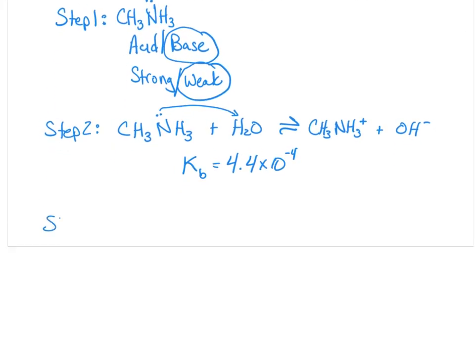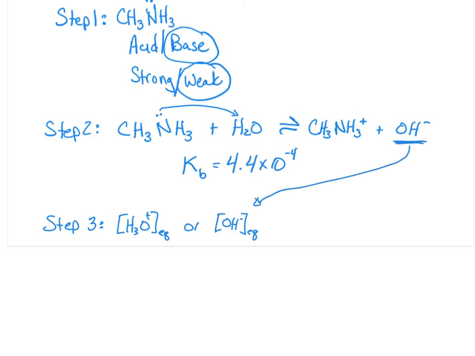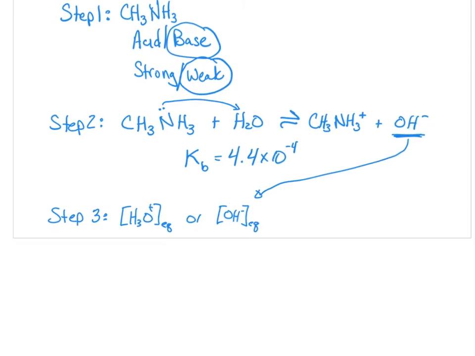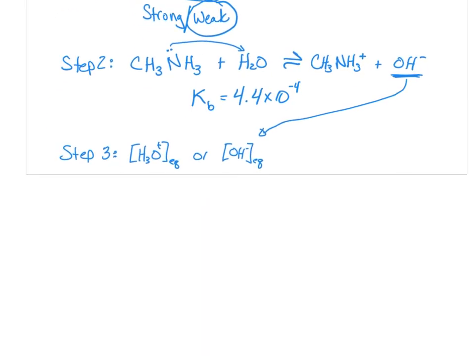So now we need to find the equilibrium concentration of H3O plus or OH minus. So H3O plus equilibrium or hydroxide equilibrium. And since in our reaction we're working with a base, we produce hydroxide, that is how we're going to decide that we want to find the equilibrium concentration of OH minus in this example.